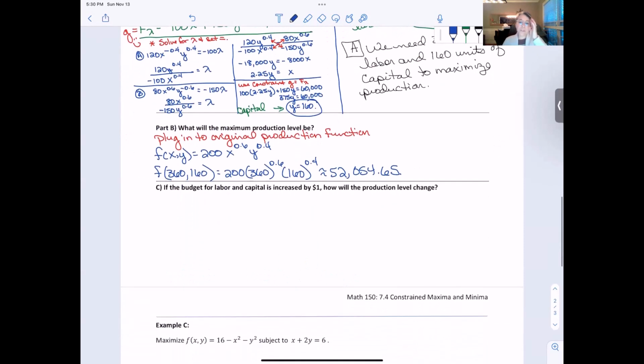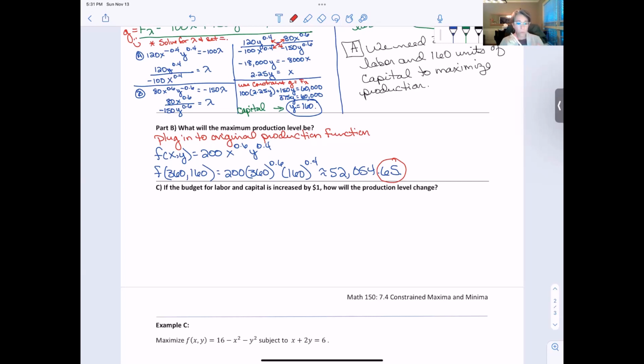So we have got 52,054.65 products. Now, here's where I want you to be careful, and even in the homework, depending on how they answer it. Unless your production says that it's in thousands or in millions, be careful with this, because we cannot make 0.65 of a product. A lot of people are so used to rounding up or rounding down. And if we were just looking at this mathematically, we would round up, right? We can make 52,055 products.